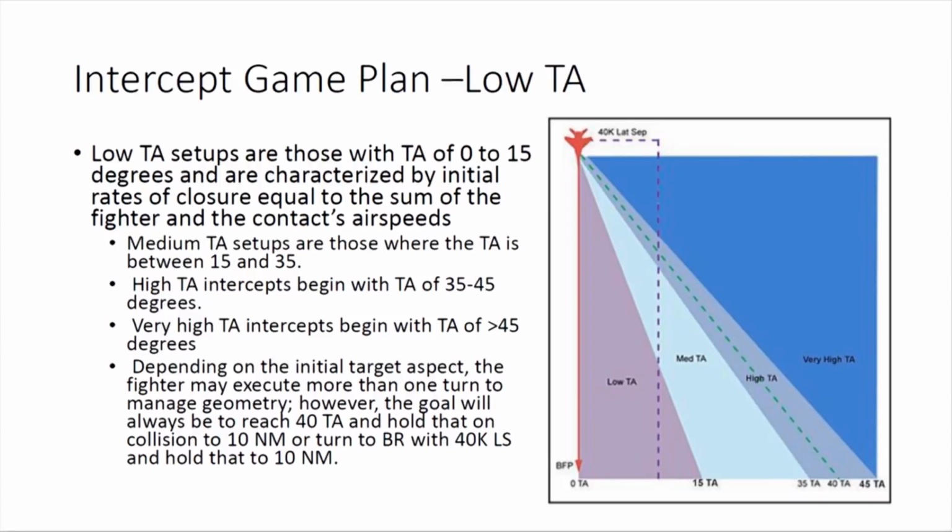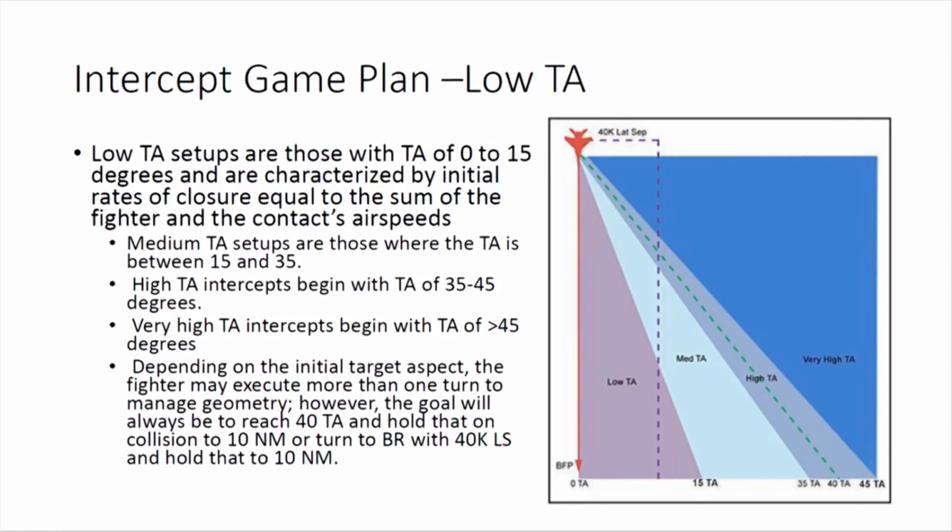So now let's talk about how we go about maneuvering ourselves to arrive at that goal of 40,000 feet of lateral separation at 10 nautical miles. And how we go about that depends on the initial conditions of our intercept. It's called a game plan. And so depending on your initial conditions will determine which game plan you want to execute to arrive at the point we want to arrive at.